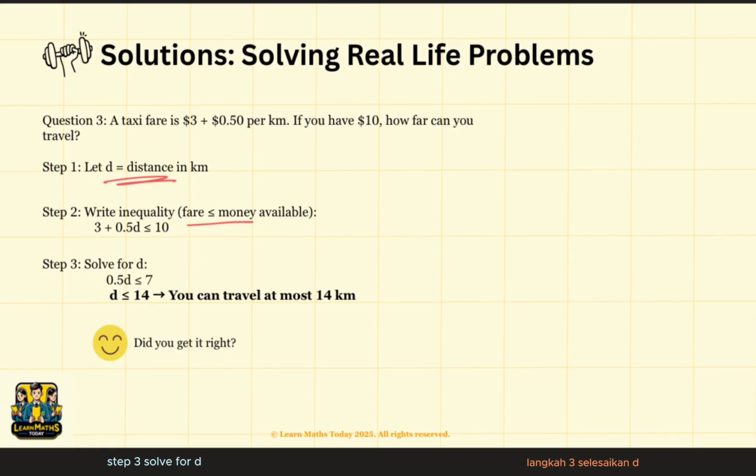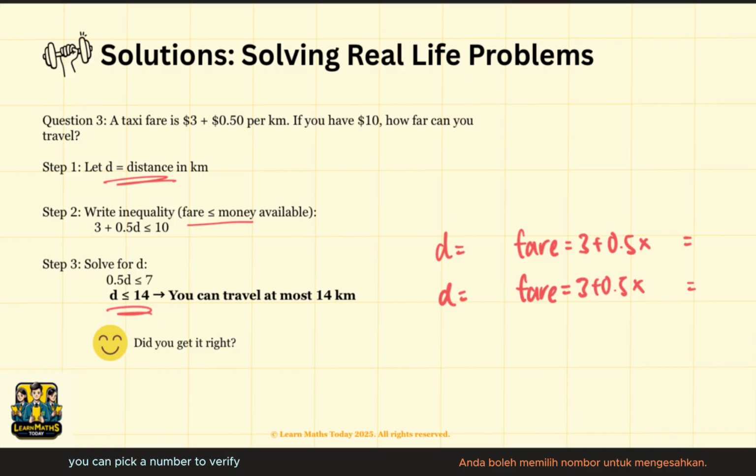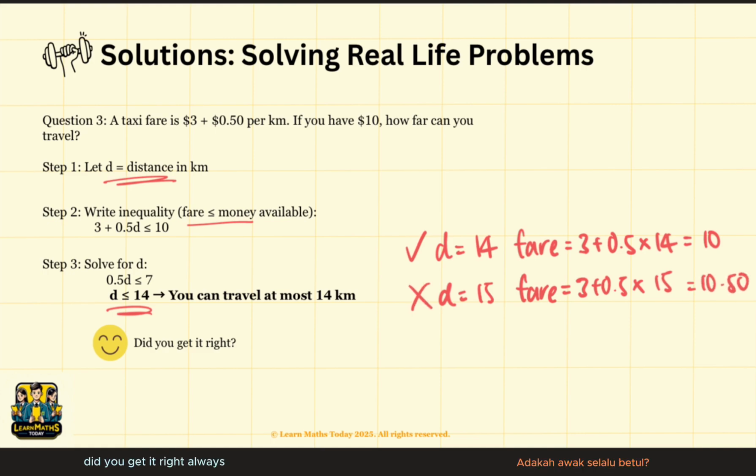Step 3. Solve for d. Subtract 3 from both sides and divide both sides by 0.5. That gives us d ≤ 14. You can travel at most 14 km. You can pick a number to verify. When d is 14, the fare is 10, which is allowed. When d is 15, the fare is 10.5, which exceeds the budget. Did you get it right? Always translate the real-life restrictions into an inequality, solve, and check your answer in context.